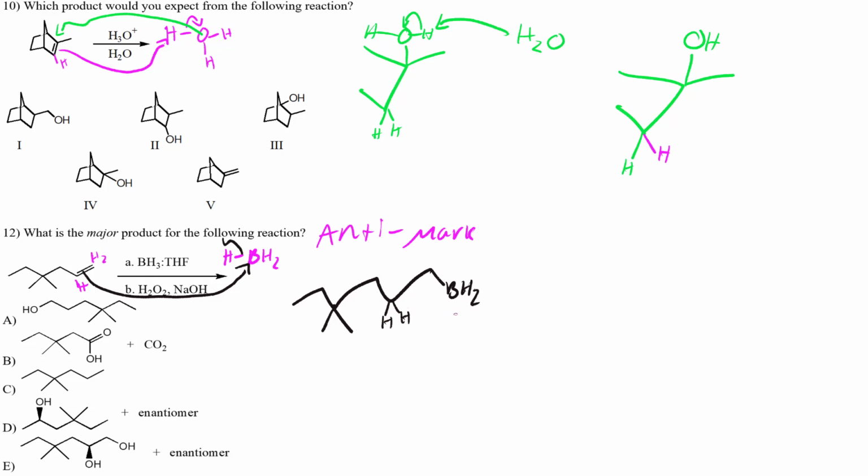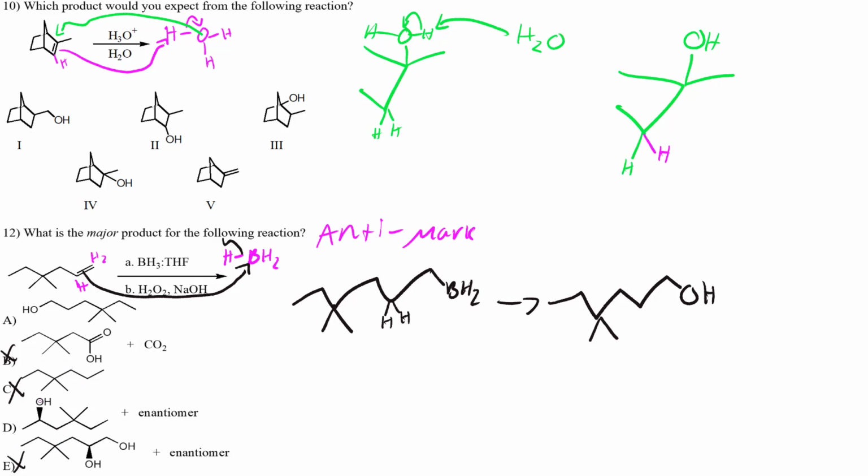Okay, so now what happens with the peroxide? Well, all you should know is that the peroxide takes away this BH2 and it makes an alcohol, right? And so you should not have a double bond. That's wrong. B is wrong, right? Where is your alcohol for answer choice C? It's not there, right? Let's see, D and E. Well, why do you have 2 alcohols on E? It makes no sense either, right?